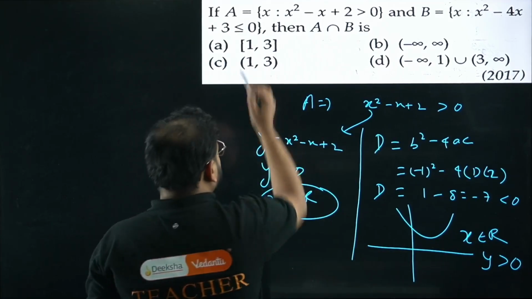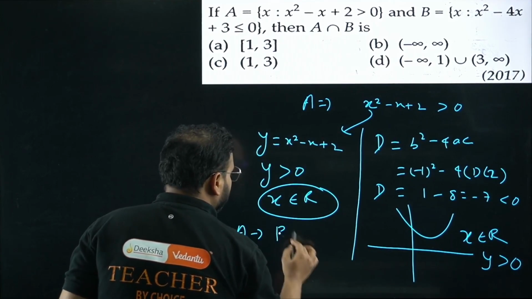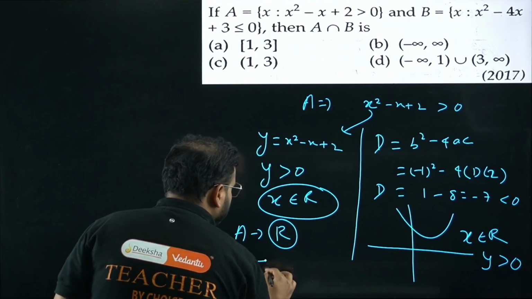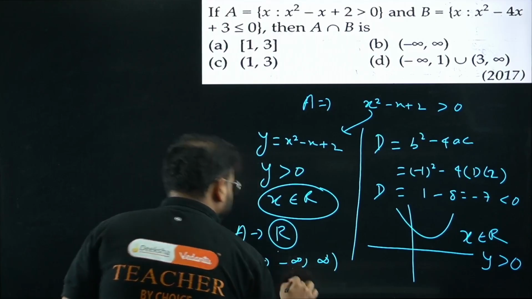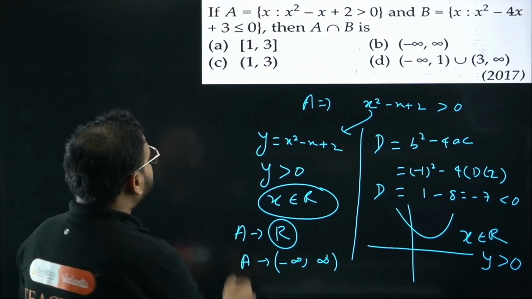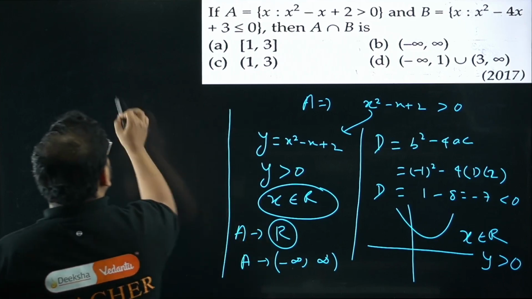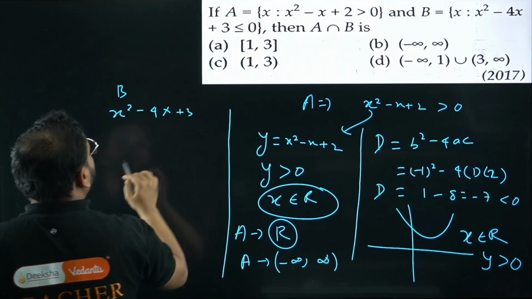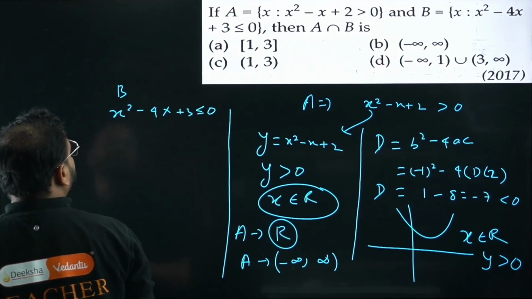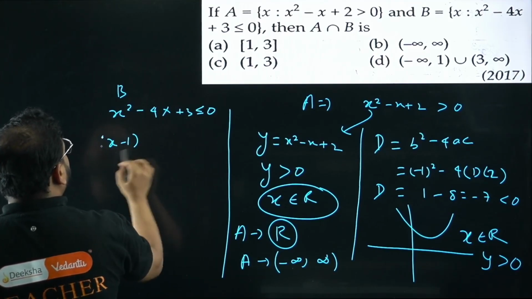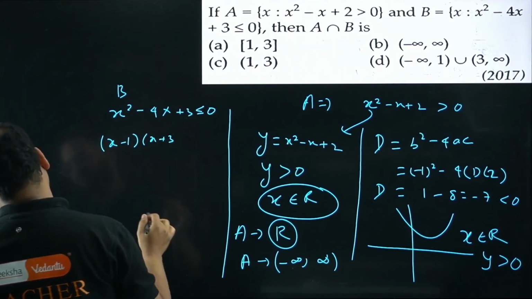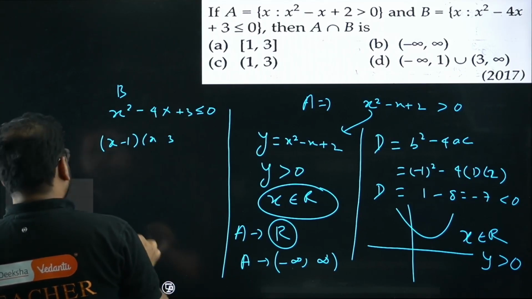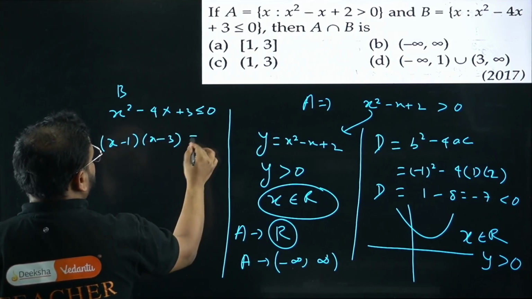So basically set A is nothing but all real. The value of set A, I can write this as negative infinity to infinity. That's your set A. Now set B, please check. For set B, I have x square minus 4x plus 3 less than or equal to 0. So I can get the factors to be x minus 1 and x minus 3, because we want plus 3, and less than or equal to 0.